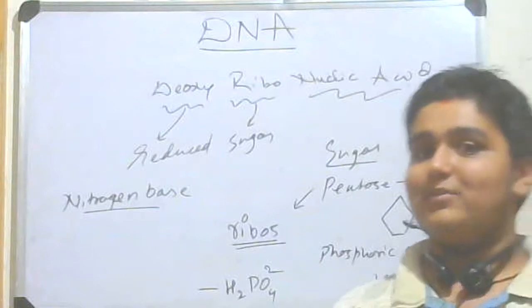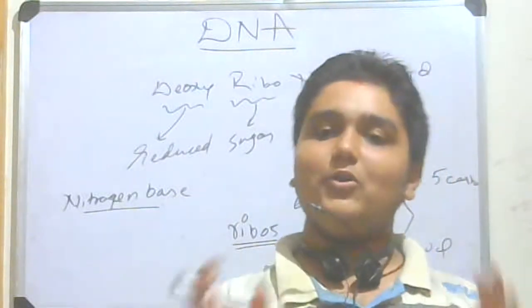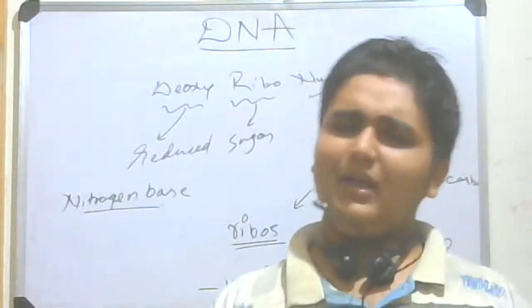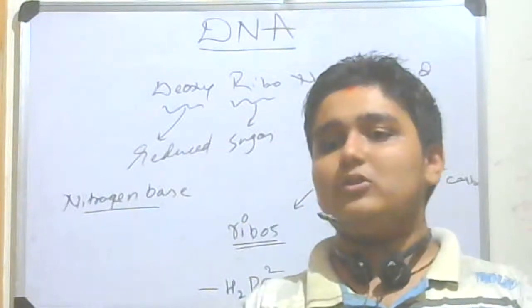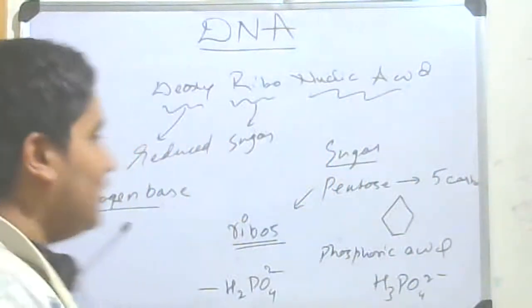So what is a nitrogen base? A nitrogen base is simply defined as a molecule with nitrogen in it. That's it. Nothing much complicated to it. It's just a biomolecule with nitrogen in it. Now, this biomolecule can be of two types, depending on their chemical structures.